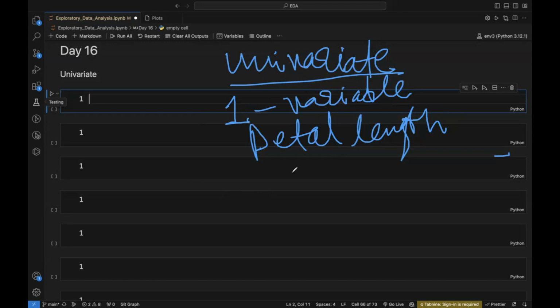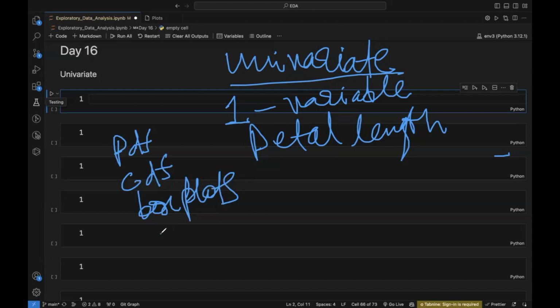is called univariate analysis. So all your PDFs, probability density function, all your CDF, cumulative distribution function, all your box plots, your violin plots, etc., all of them are basically doing univariate analysis, right? Because we are taking one variable at a time and understanding what's happening there.